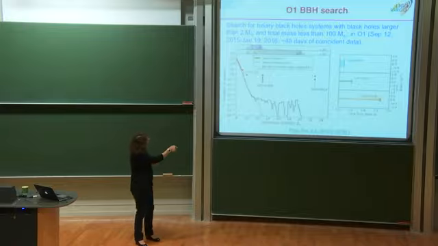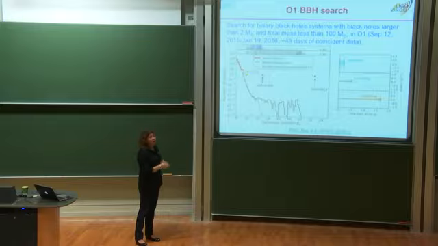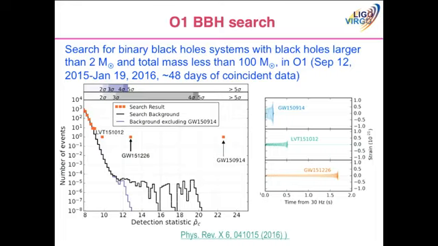This is the other event, the candidate, the third loudest candidate. And if you calculate the false alarm rate, it's 1 every 2 years. Now that's what we experimentalists say. My theorist colleagues say, but that means it has an 85% chance of being real and a 15% chance of being noise. You decide.